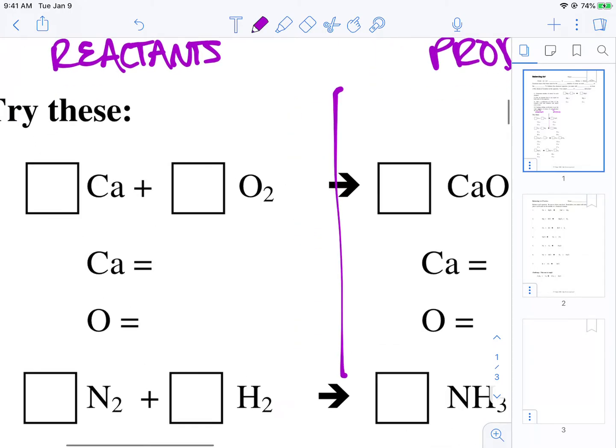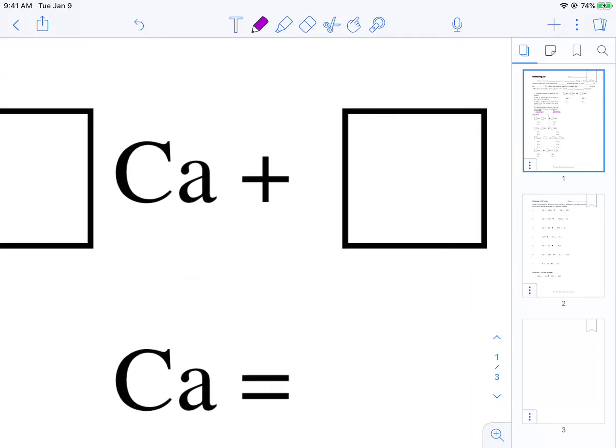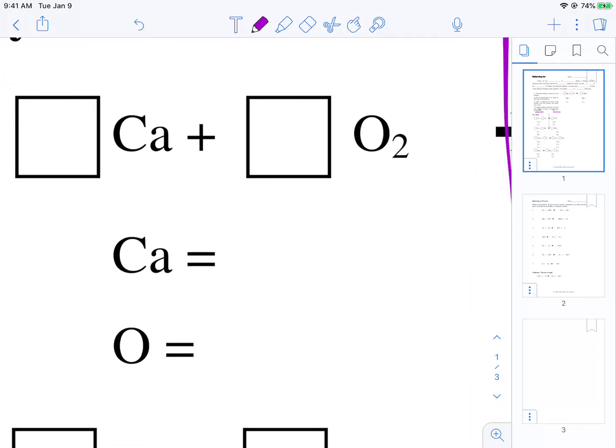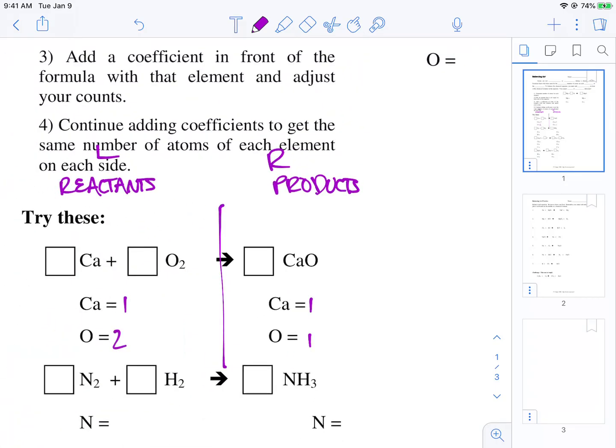So the next step is, how many different elements do you have in here? You have two: calcium and oxygen. So you write them down here, and then you take your totals of how many calciums you have. If there's no number after the calcium, that means you have one. You have two oxygens because there's a two there. Then you go over to the other side and take the total of these calciums and oxygens. You've got one of each because there are no numbers.